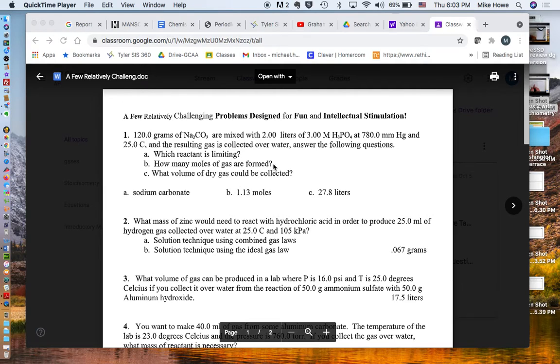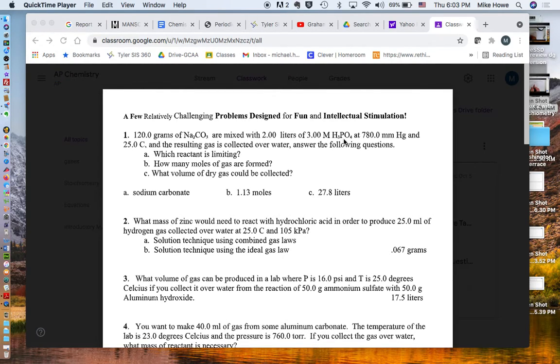You have sodium carbonate reacting with phosphoric acid. So you need to write the chemical equation for that. You will recognize that it is a double replacement reaction. The sodium will go where the hydrogen was. The hydrogen goes where the sodium is. Don't forget to write the formulas correctly on the other side.